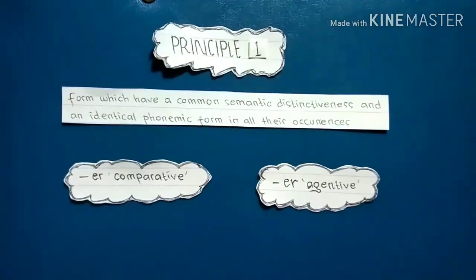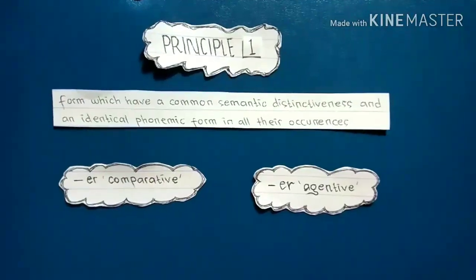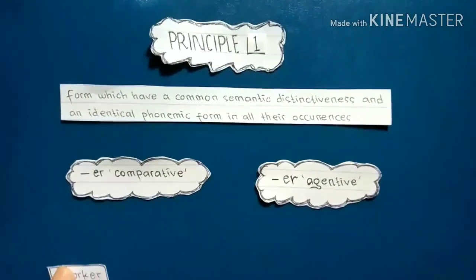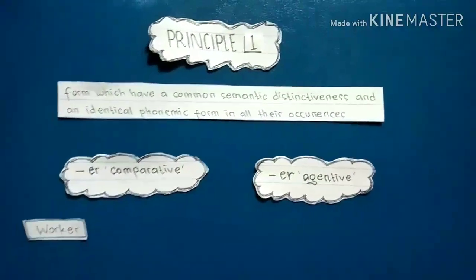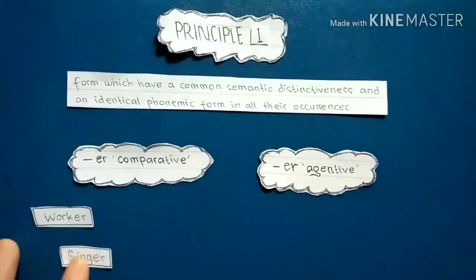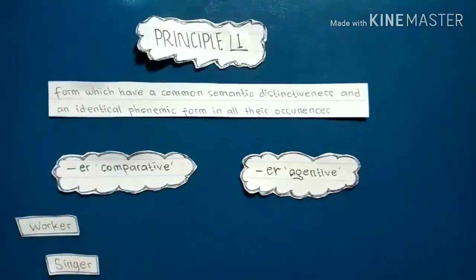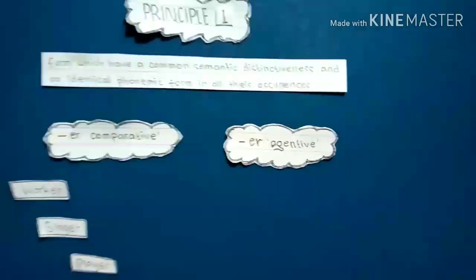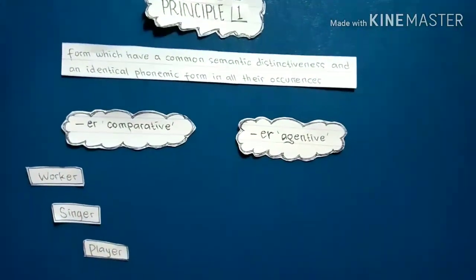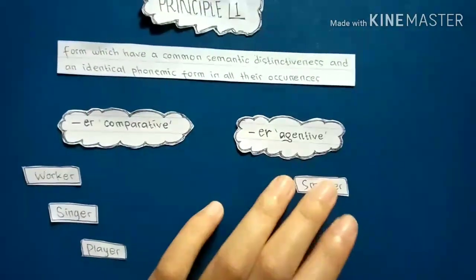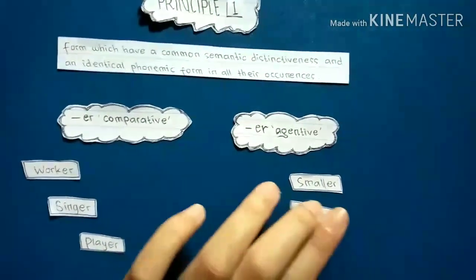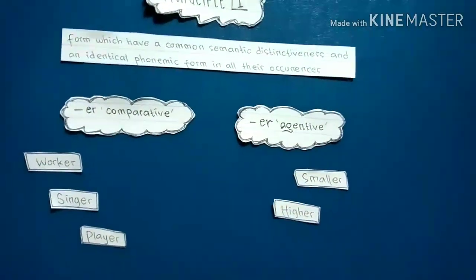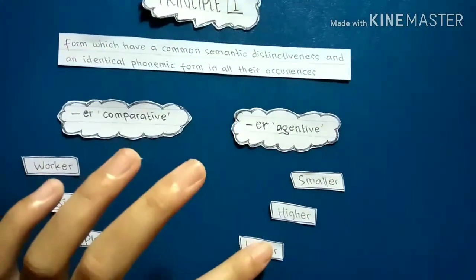Okay, for example, as comparative means doer of an action, like worker, people who work, singer, people who sing, and player, people who play. And then for morpheme as agentive, it means more than, for example, smaller, and then higher, and longer.